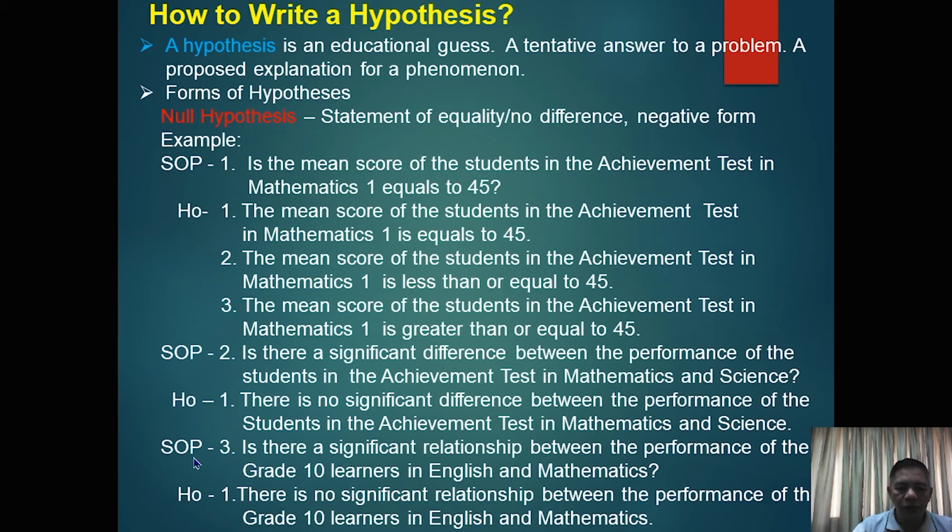Take a look also at SOP number 3. Is there a significant relationship between the performance of the grade 10 learners in English and Mathematics 1? The same: the "is" in the statement of the problem was transferred after "there" and "a" was replaced by "no," then the question mark was replaced by a period. So that's how you will formulate the null hypothesis.